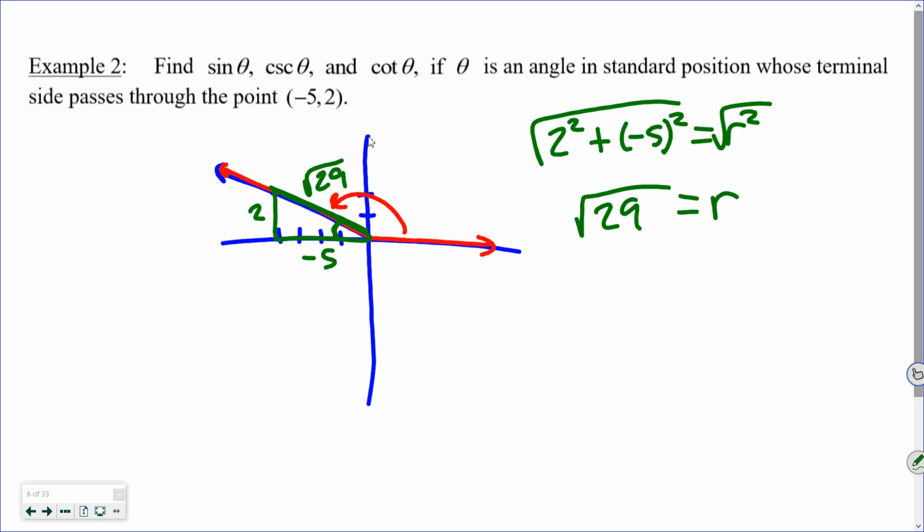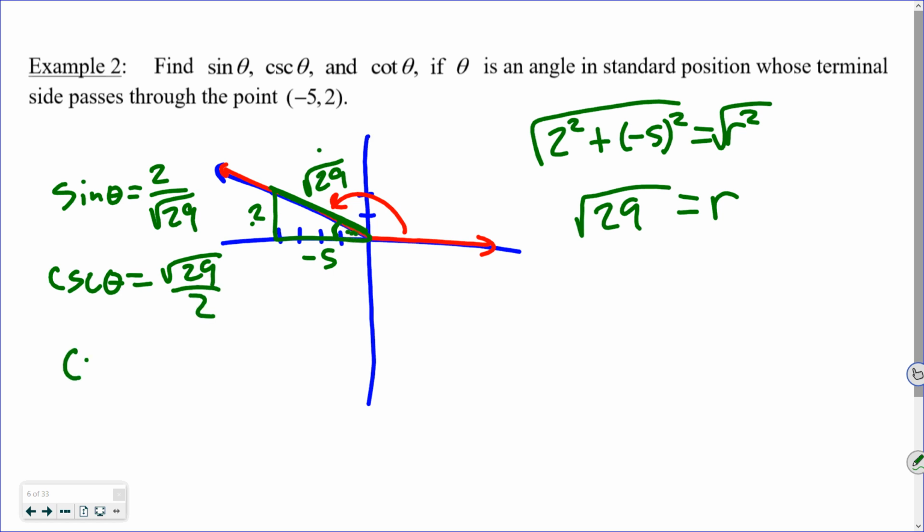Okay, now we know sine. Sine is, if this is my angle, the opposite over the hypotenuse. So sine of theta equals 2 over the square root of 29. The cosecant is the reciprocal of the sine. So if I take that one and flip it over, square root of 29 over 2.